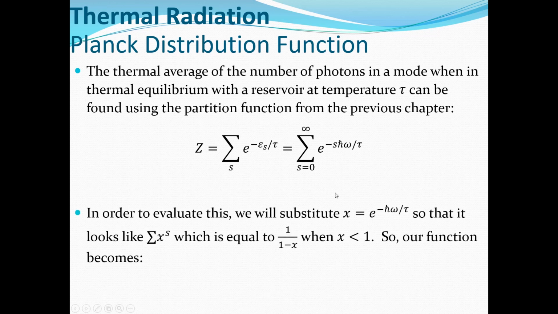Now, once again, the way we're going to evaluate this is by getting rid of a lot of these terms, replacing the h bar omega over tau with an x, so that we have x to the s. And then we know that this summation, x to the s, is going to be equal to 1 over 1 minus x when x is very small, or less than 1. And for the most part, we could pretty much assume that that's going to be the case. So we end up getting the same partition function that we've gotten in the previous parts. But again, now it's without the s term.